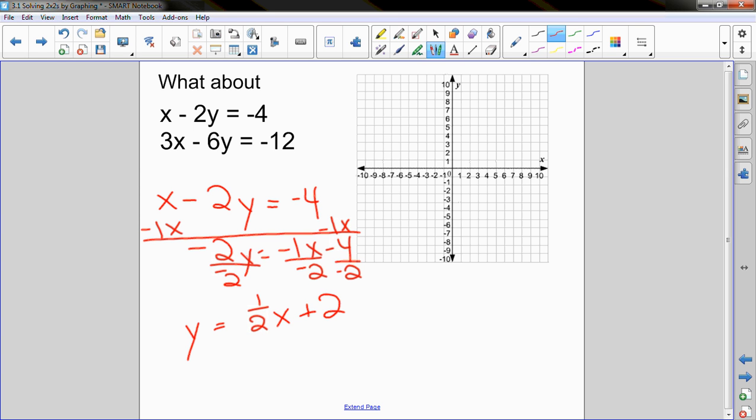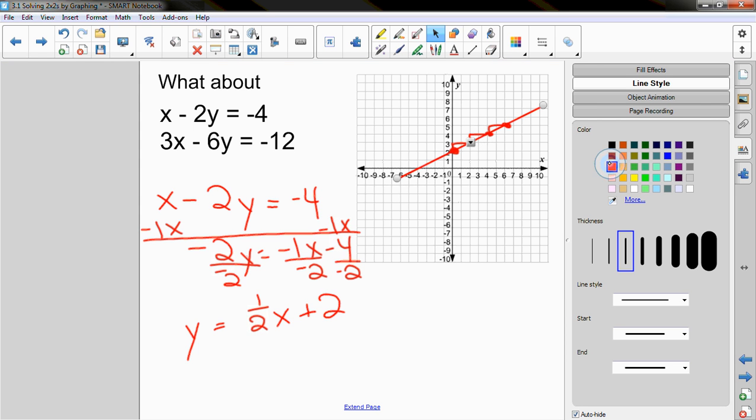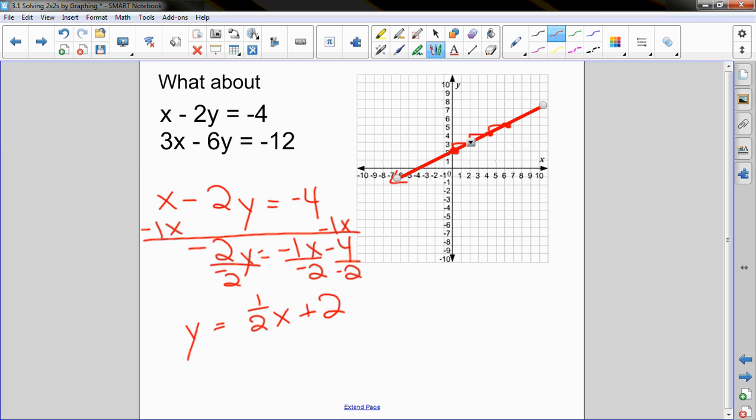So let's graph that guy. First point is my y-intercept. So remember, go to the y-axis, put a point on positive 2, and tell me which direction and how many. Up 1, right 2. Good job. Up 1, right 2. We can put a couple more on there. Graph them, connect them with a straight line, and I'll make that line red. Arrows on it.